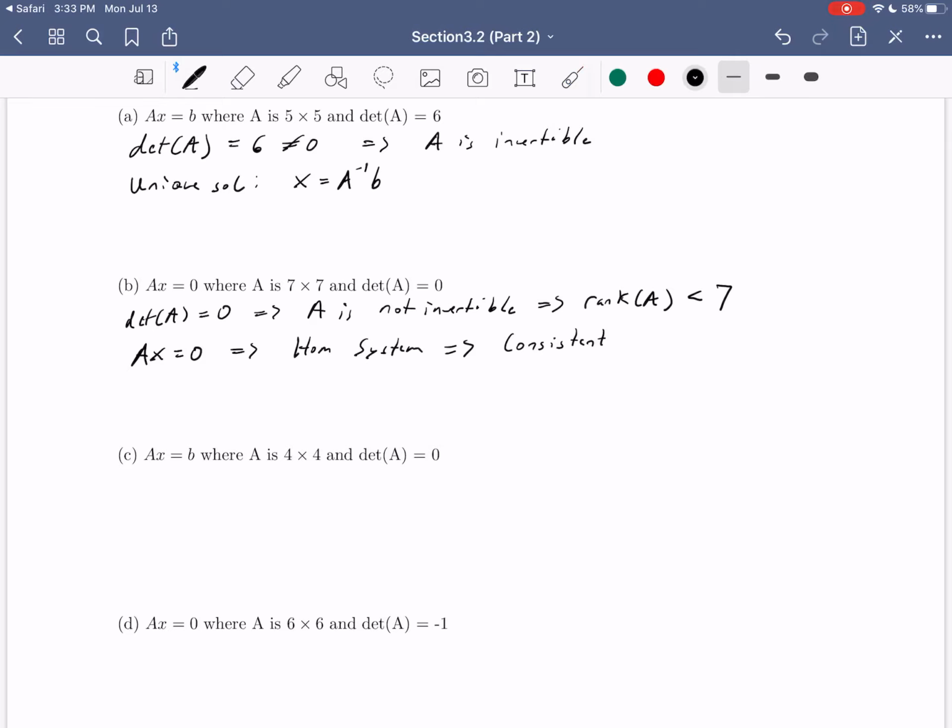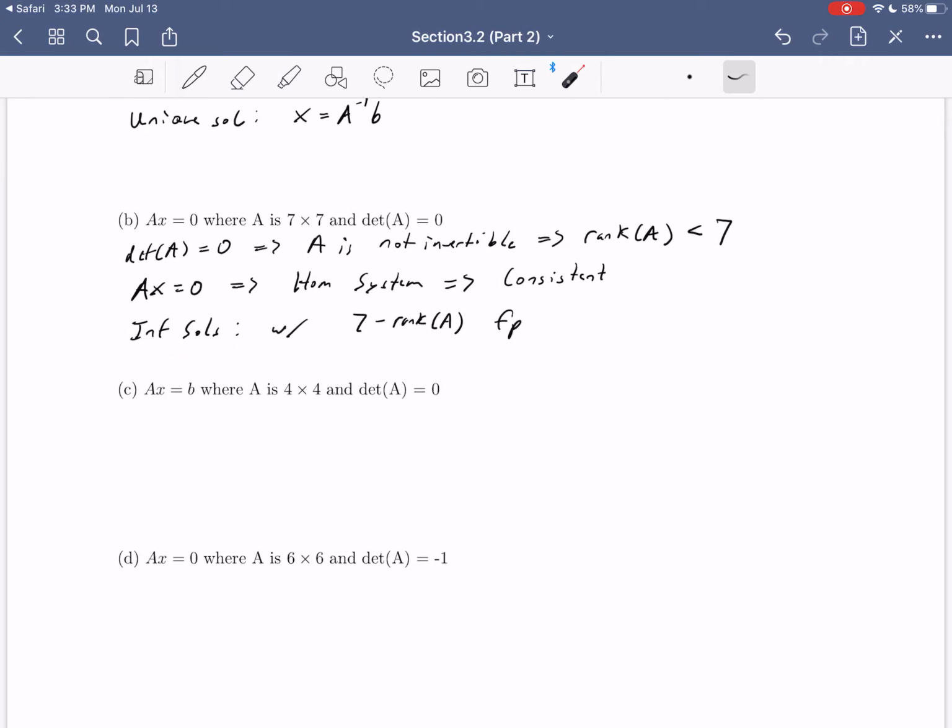So in other words, we know that this thing will have infinite solutions with 7 minus the rank of A free parameters. How do we know that? Well, the way we determine the number of free parameters is always the original number of variables minus the rank, and we know that the rank is less than 7. We don't know exactly what it is. Because the determinant is 0, the rank could be 6, 5, 4, 3, 2, whatever, right? So we know we're going to have infinite solutions with 7 minus the rank of A free parameters. That's the best we can say there.